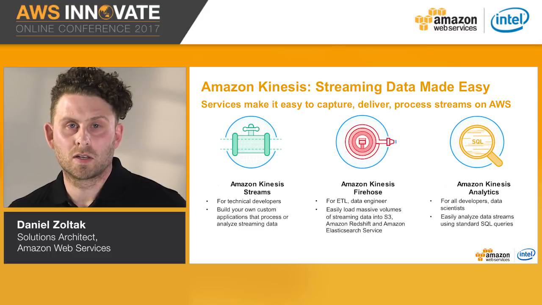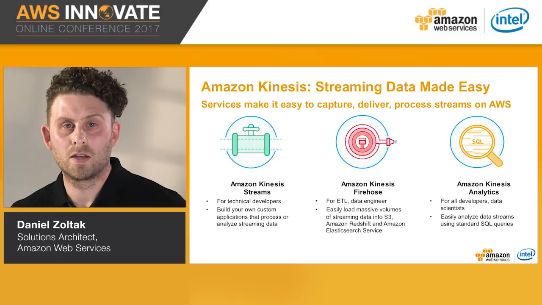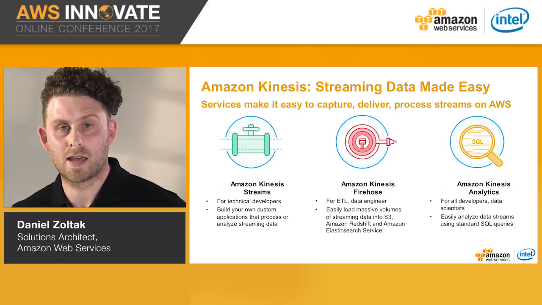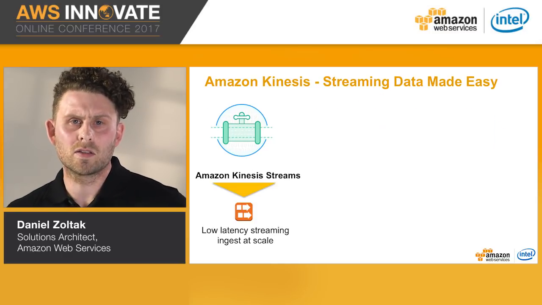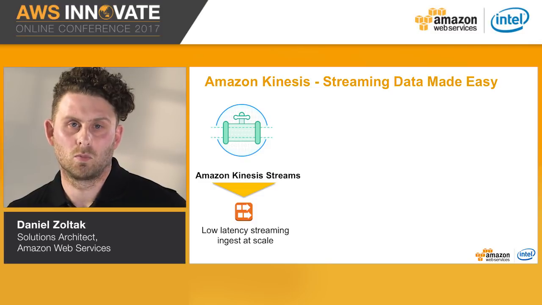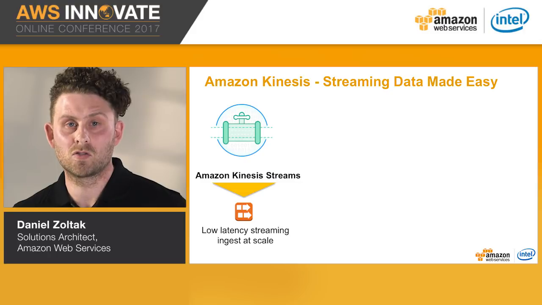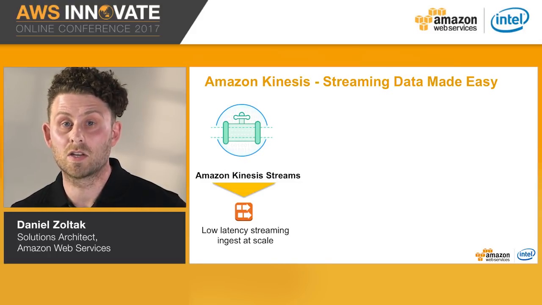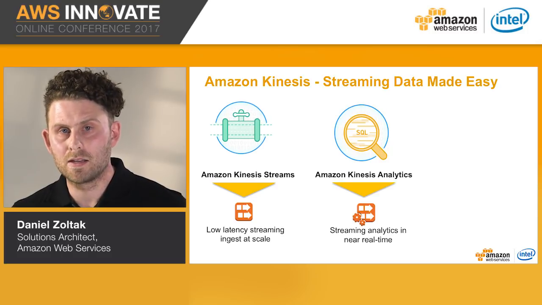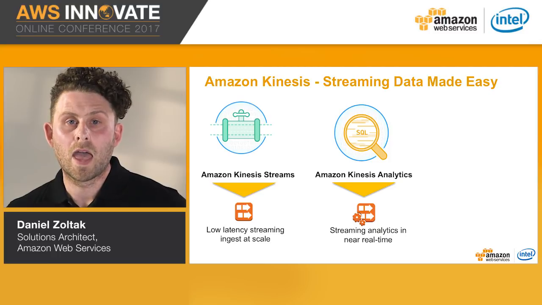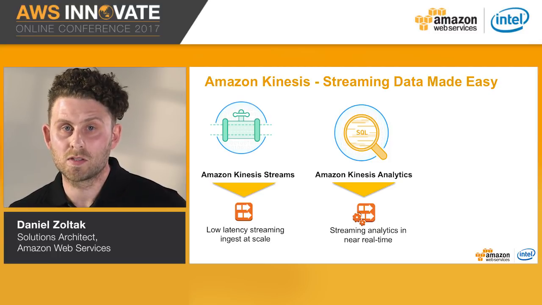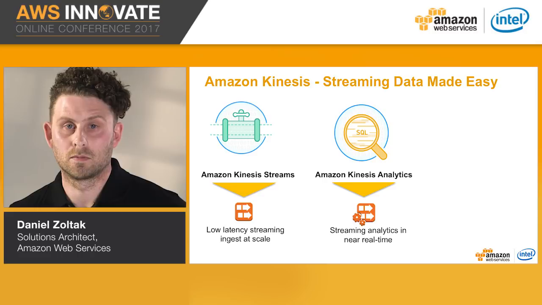Since the launch of Amazon Kinesis in 2013, the ecosystem evolved and we introduced Kinesis Firehose and Kinesis Analytics. So what are the characteristics of each service? A Kinesis stream is targeted to low latency streaming and ingestion at scale. Kinesis streams can go from tens of messages per second to hundreds of thousands. Kinesis Analytics is for streaming analytics in near real time and automatically scales compute resources based on the incoming message rate.